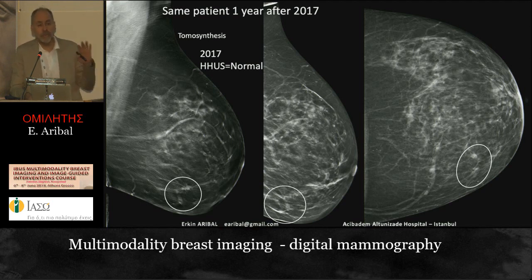So would you do it? If you have suspicious mammography findings, and if you cannot find it on ultrasound, it doesn't mean that it does not exist. Sometimes in fatty breasts, it's very difficult to find the lesion that you see on mammogram. So if you see it on mammogram, and if you are sure that it has some suspicious findings, then you should go on. You should do a biopsy under mammogram, or you should do an MRI.